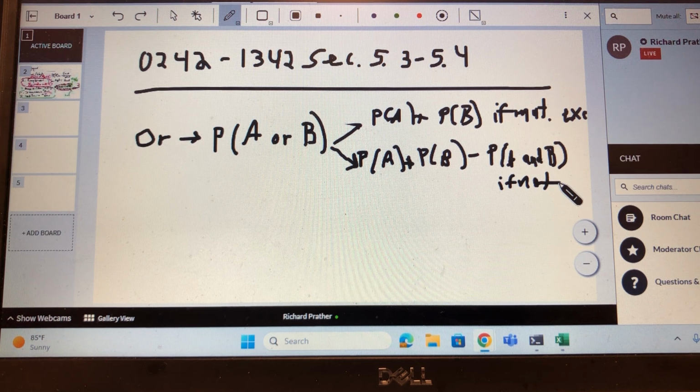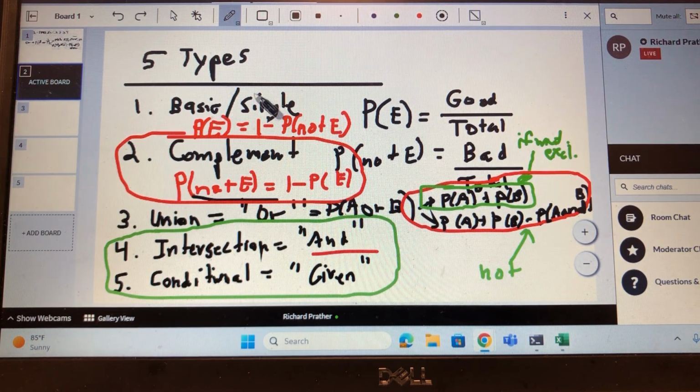So that's independent. But if I draw candies out of a bag of M&Ms, let's say, and we'll keep it simple, say there's 10 candies in the bag, and say 3 of them are blue. The probability of getting a blue on the first draw is 3 out of 10, because that's basic or single probability. The probability of a blue M&M is 3 out of 10, 3 good ones, 10 total.